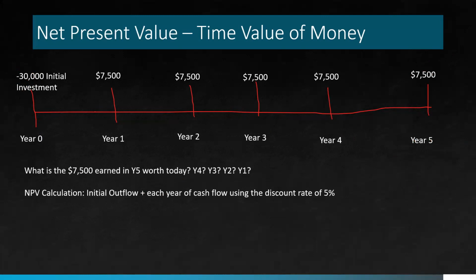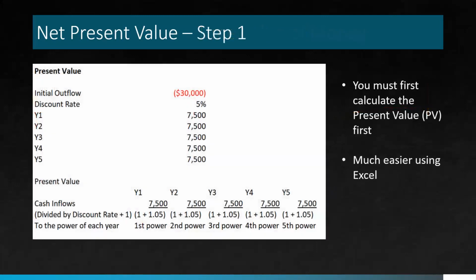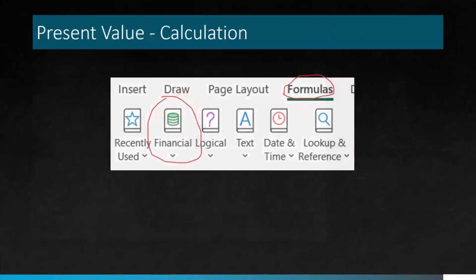So there's a calculation where you take the initial outflow plus each year of cash flow using the discount rate of 5%. So on this screen, you first have to calculate the present value. What is that $7,500 worth in year 5, 4, 3, 2, and 1? And if you look down here, you can see the calculations. Okay, so that's pretty time consuming. And yes, Excel does have a solution to this.